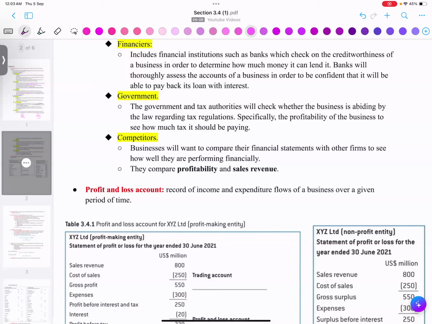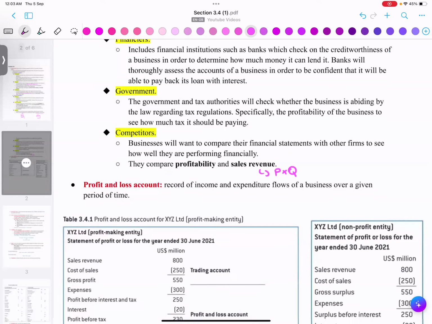Then you have competitors. Businesses will want to compare their financial statements with other firms to see how well they're performing financially, whether they're doing well or not, the averages of their industry. So they compare profitability and sales revenue. Sales revenue is basically price times quantities. They want to see how much the competitors are selling relative to them, whether customers are buying more from them or from their competitors. And they also compare profitability.